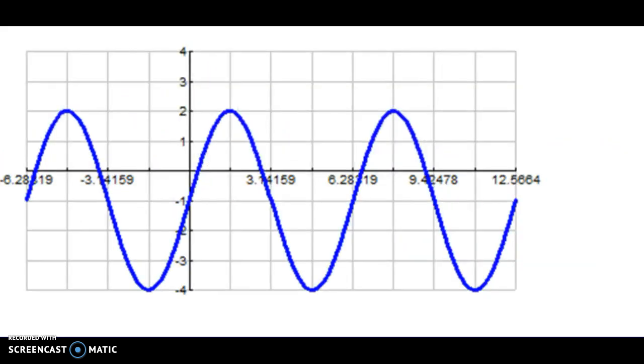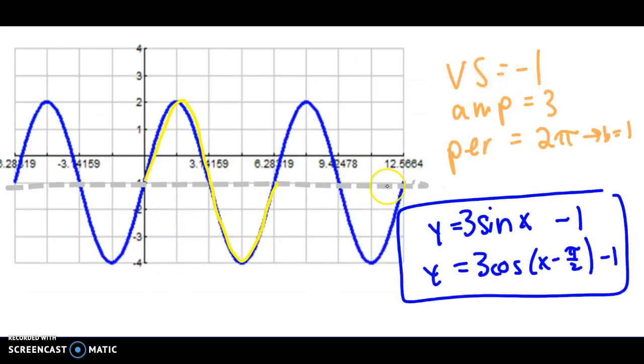All right, so next example, same thing here. I would identify what's given and then go ahead and write your two equations, both as a sine and cosine graph. Go ahead and put me on pause. Okay, notice here that we have a vertical shift of -1. Our amplitude is 3, and the period here is again 2 pi, which once again means that b would have to be 1. So I have 3 sine of x minus 1, and also 3 cosine of x minus pi over 2 minus 1. That one shouldn't have been too bad.